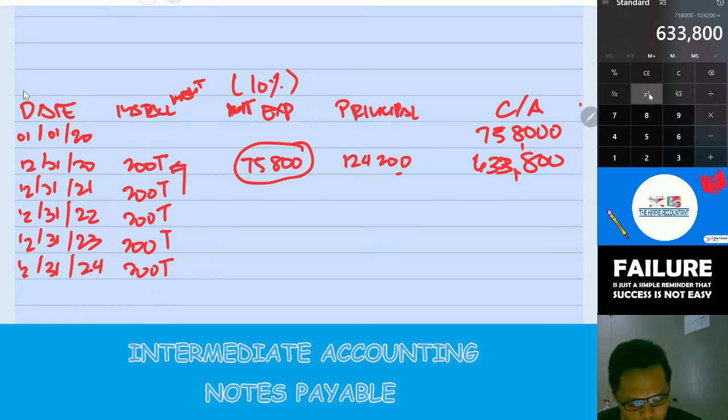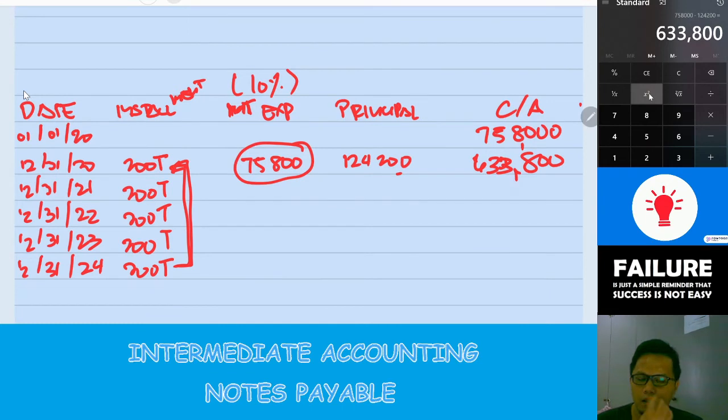Kuha. So let's repeat. Ito yung annual installment natin. Kumbaga, because we will amortize the discount on notes payable, that means na itong payment natin na 200,000, meron diyang applicable or meron siya dyan dapat i-apply for the interest, which is equivalent to the 10% using the effective rate. Okay?